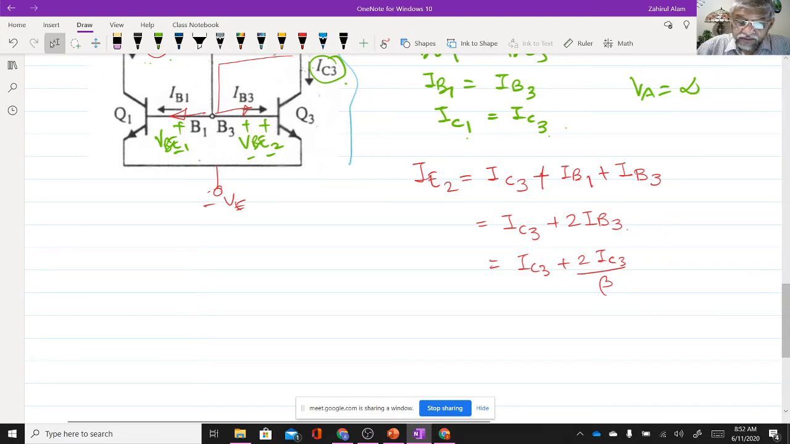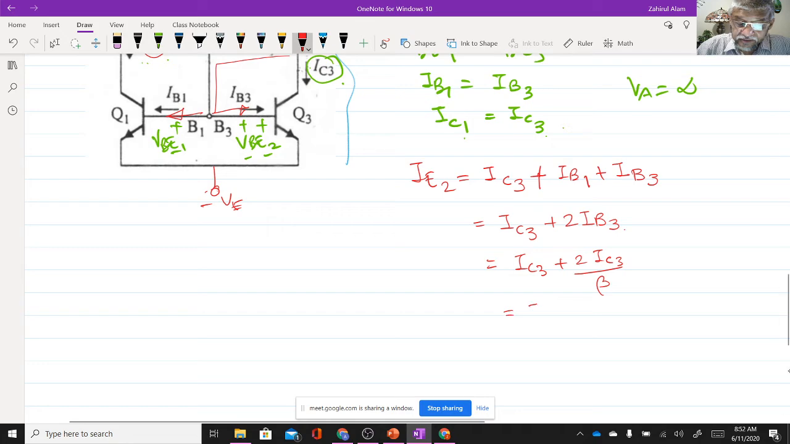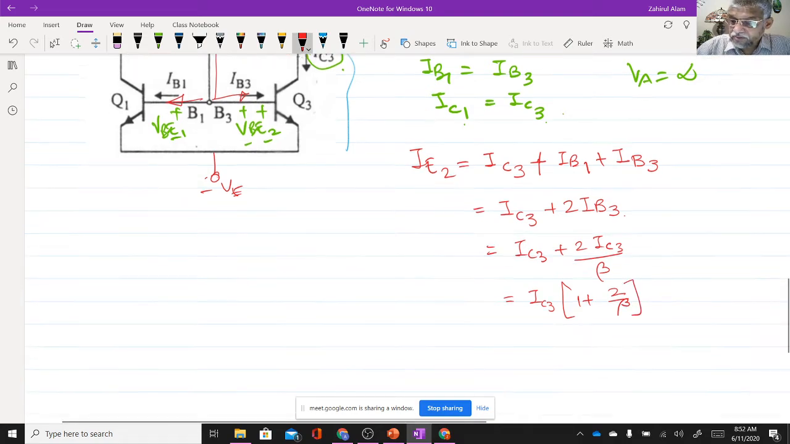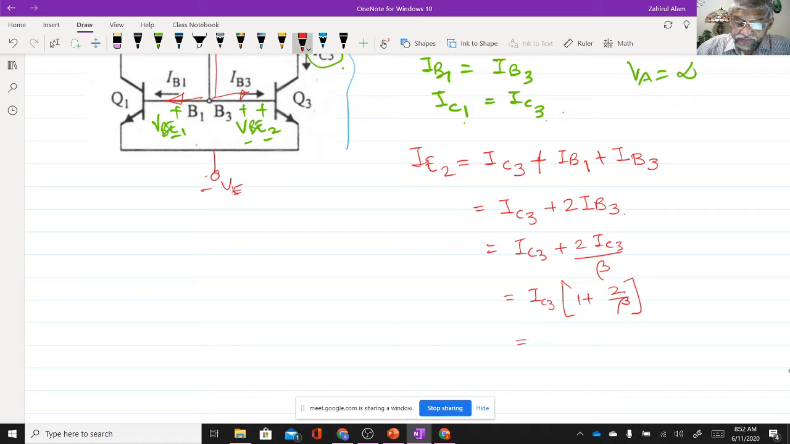So then we can write IC3 (1 plus 2 over beta), or I can write IC3 (2 plus beta over beta). So this is the relation between IE and IC3.